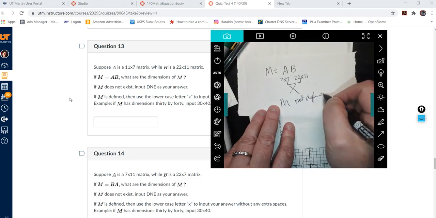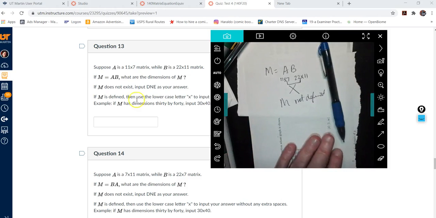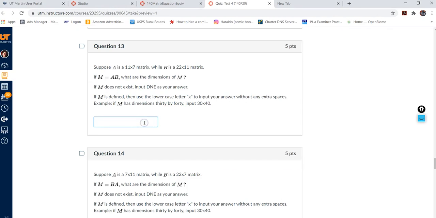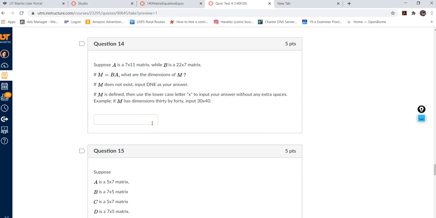And so what did the instructions say to do? If M does not exist, then input D and E as your answer. It would have also accepted D and E in lowercase. All right, so now let's look at the next question.